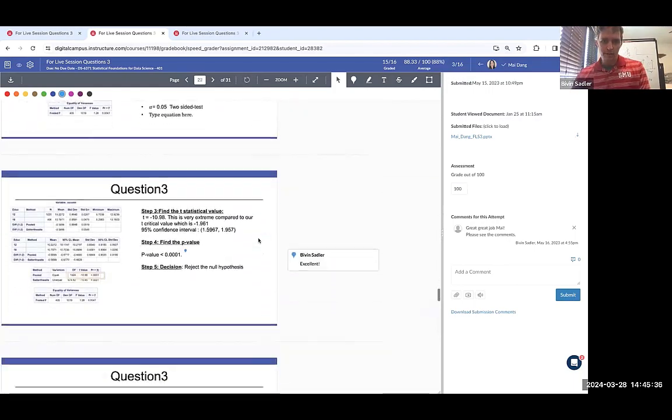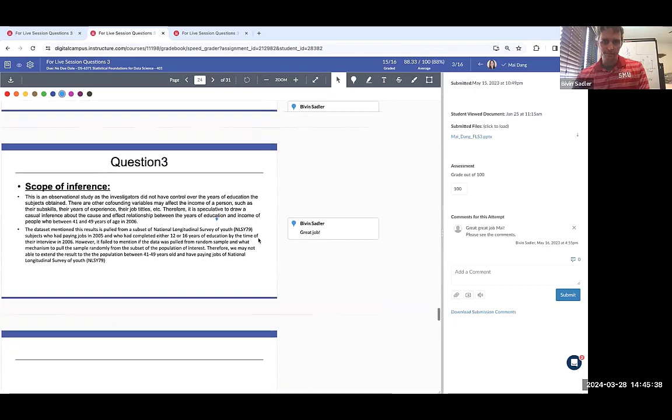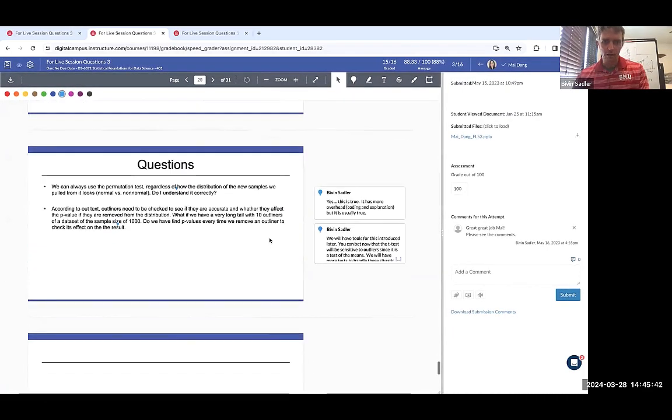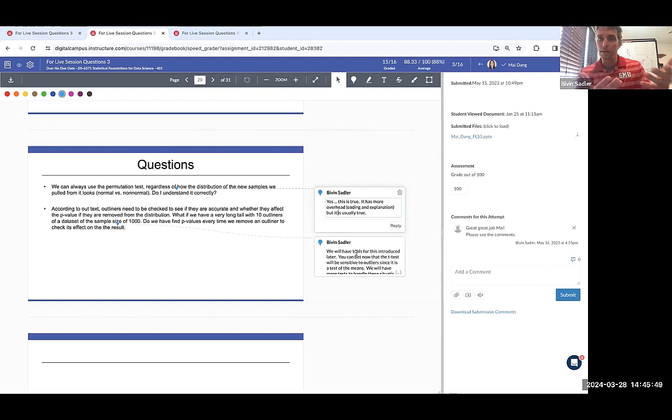So it looks like she did a great job on the log transformation. I'll make a couple of corrections in there. And then on her questions, she had two questions. Again, we don't need to get into the questions, just the fact that I'm able to comment on them right there. She can get a quick answer. I've noted them again for our live session.